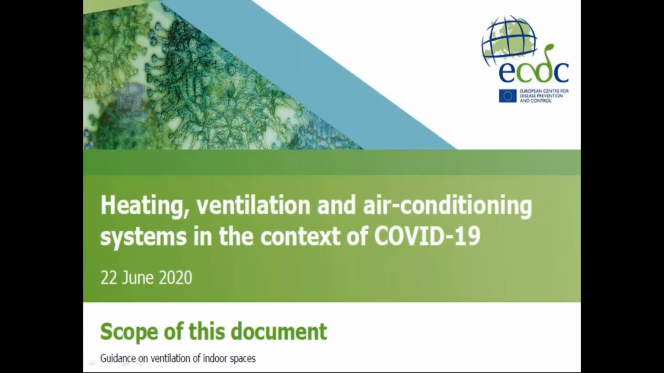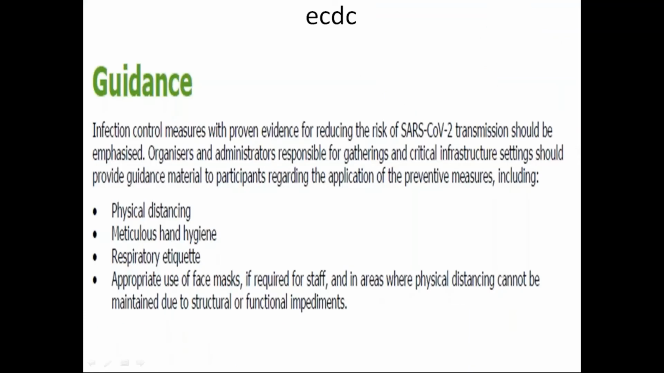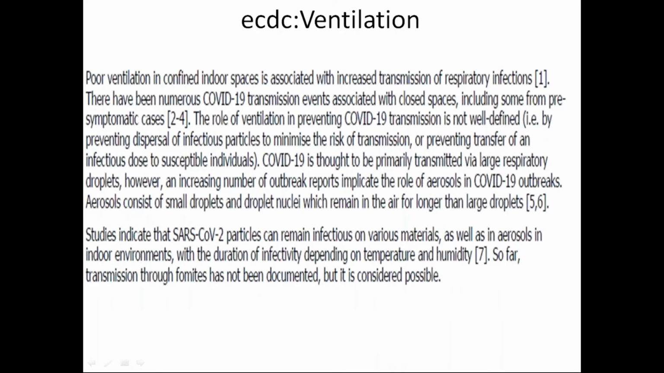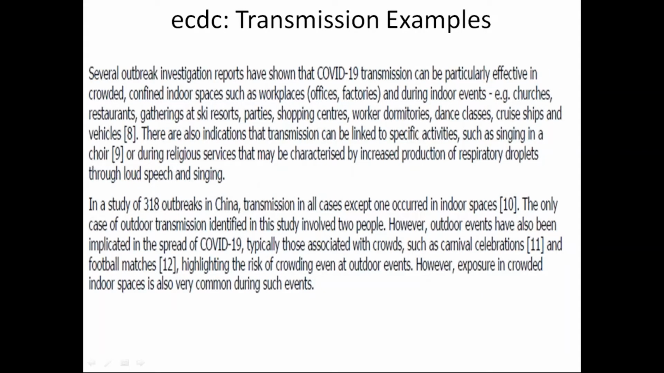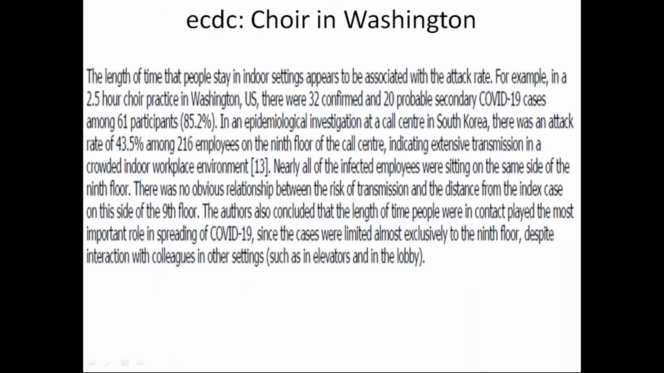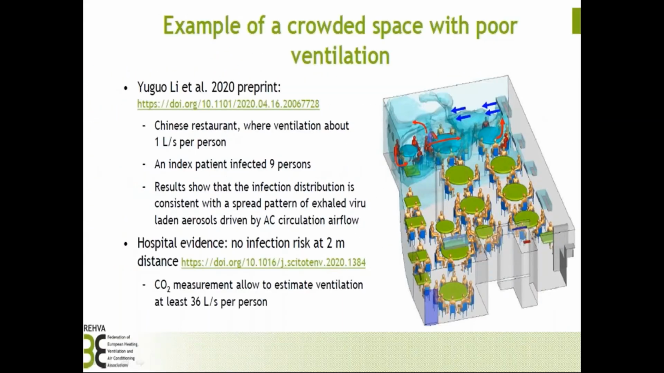Then you have the European Centre for Disease Prevention and Control, the ECDC. And they again refer to the public health guidance, which is distancing, hand hygiene, respiratory etiquette, and the use of masks. They do acknowledge ventilation and its importance, and they go through a whole series of cases where airborne infection is identified, or at least thought to be identified. Through all these examples, you can read them in your own time, but there are numerous examples here where airborne transmission has been identified. There was the choir in Washington, the restaurant in China, which is well spoken about at this stage in previous presentations.